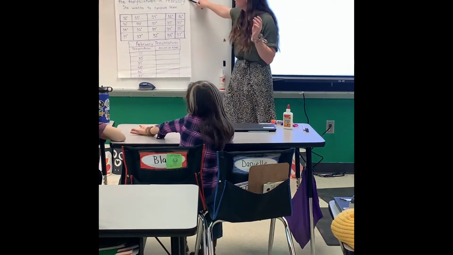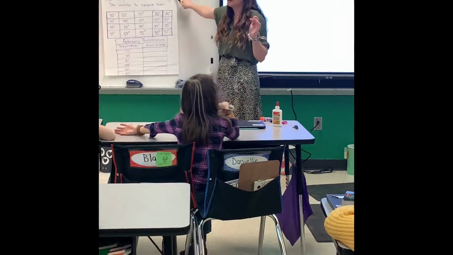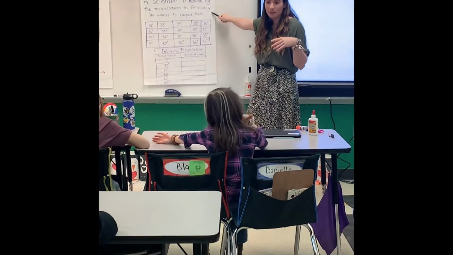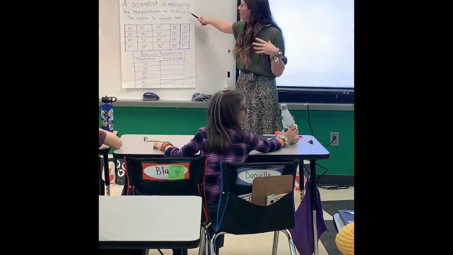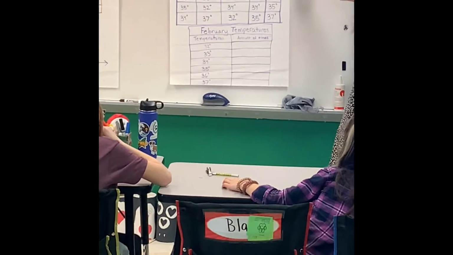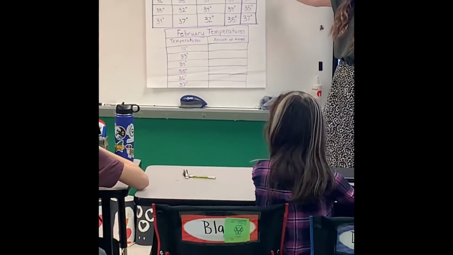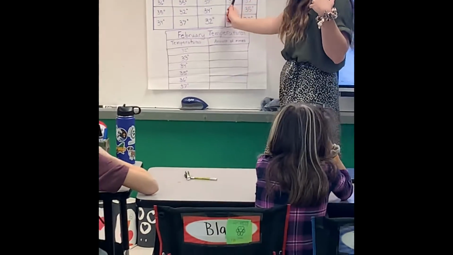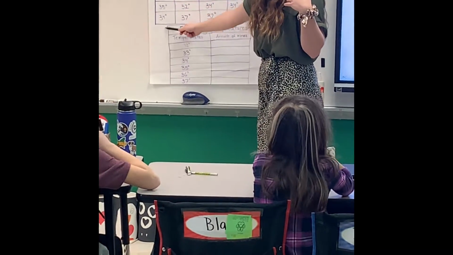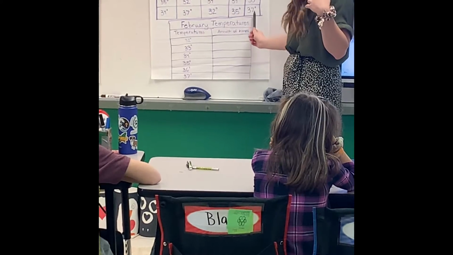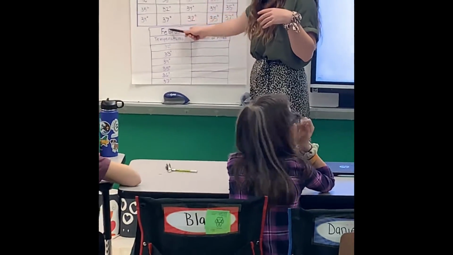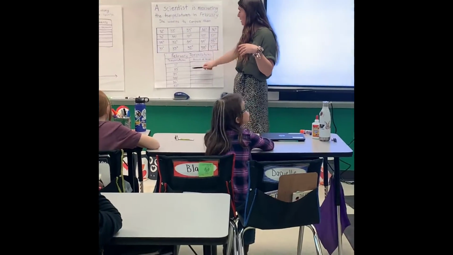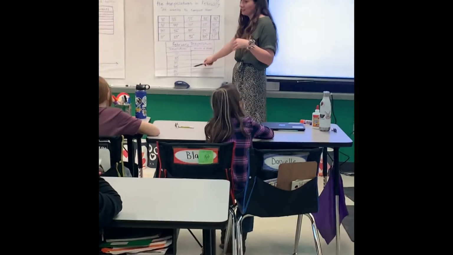So this is like a scientist, and I wrote a little statement on top to help you guys picture it a little bit better. A scientist is measuring the temperatures in February, and she wants to compare them all. So sometimes, not all the time, some data things just give you a whole bunch of numbers. So you need to count them and determine how many each is.